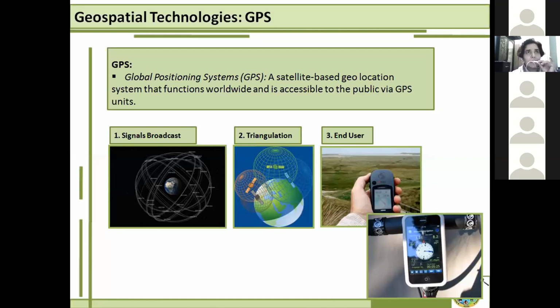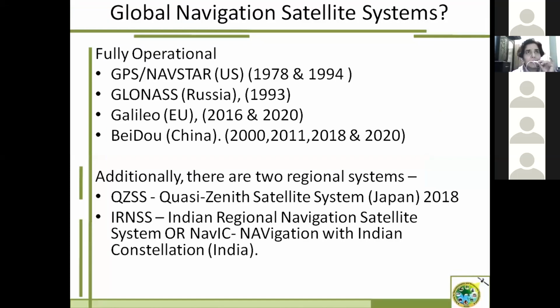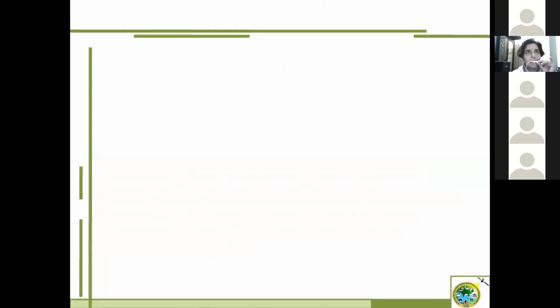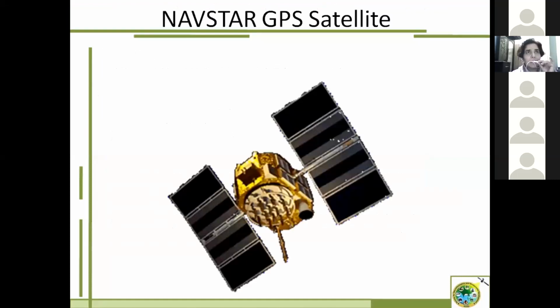So generally there are multiple global navigation satellite systems. I have mentioned very few of them. They are quite famous, like the Navstar of the USA, GLONASS of Russia, Galileo of Europe, BeiDou of China. Additionally, we do have our Indian system also, that is the Indian Regional Navigation Satellite System, or the navigation with the Indian constellation. So that actually tells us where our location is. But globally we are using the Navstar.